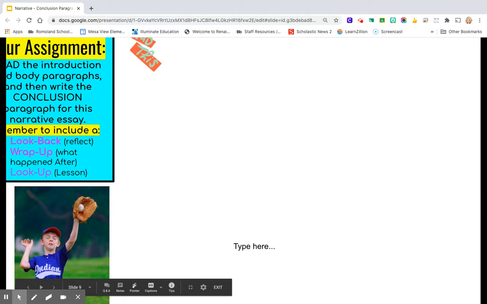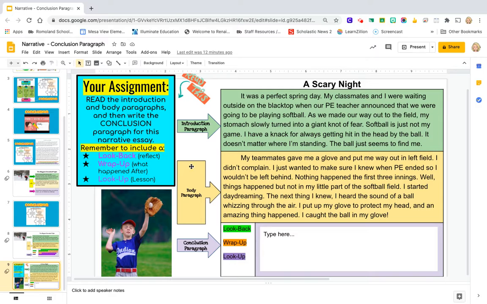So here's your assignment for today. You are going to be looking at another student's writing. And this is actually really good. This is our narrative essay, and it's based off of this picture right here of this kid who you can see is catching a ball in a glove, but obviously he doesn't look very confident, right?